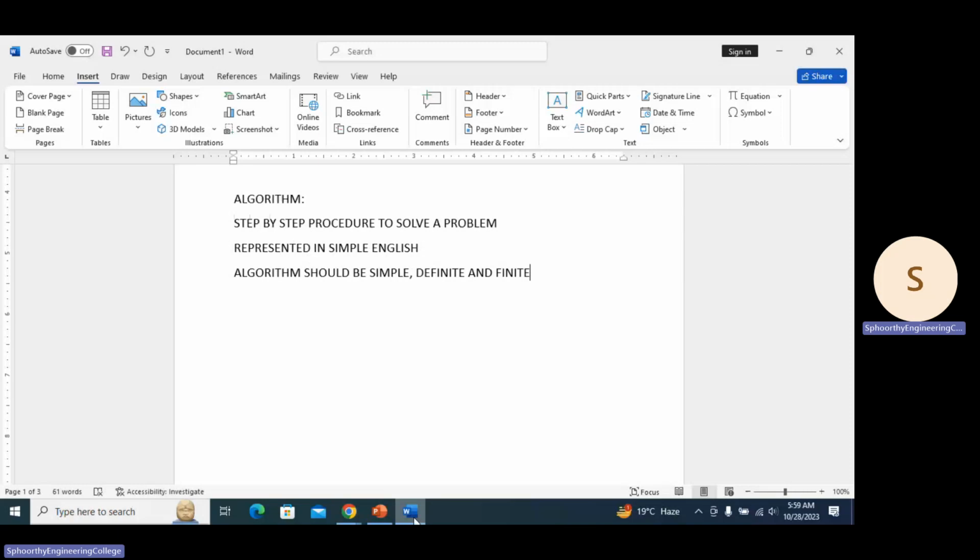So let me write the algorithm for checking whether a given number is even or odd. So how do I write an algorithm? So please observe here.